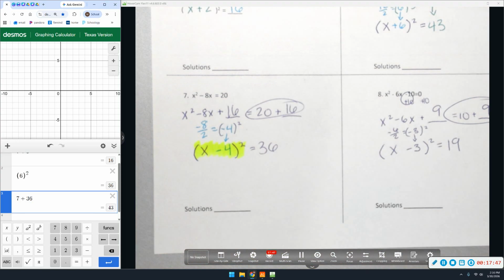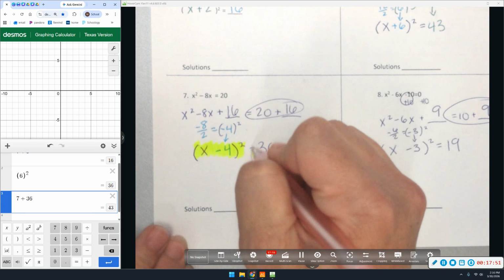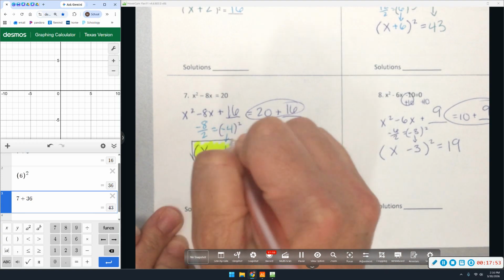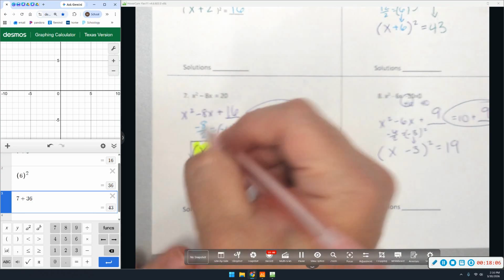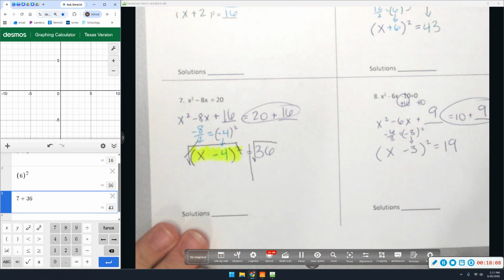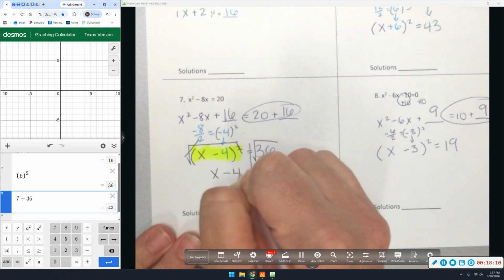Is it alone? Yes, so when it's alone on the left side of the equal sign, I can go ahead and square root both sides. The reason we have to square root is because what are we trying to get rid of? The squared, okay? I'm trying to get x by itself, and I can't do that until I get rid of the parentheses, which means I have to get rid of the squared. The opposite of squared is square root, so square root cancels the squared, and we're left with x minus 4.